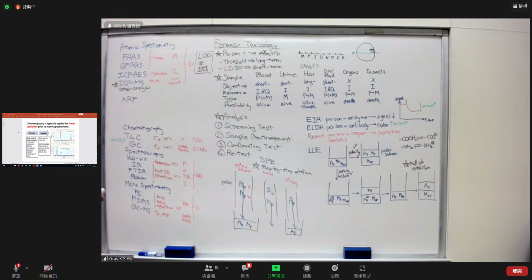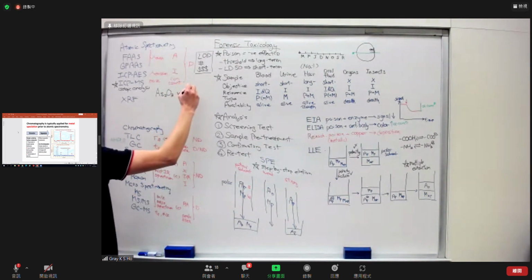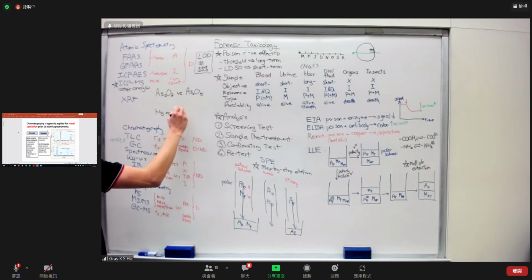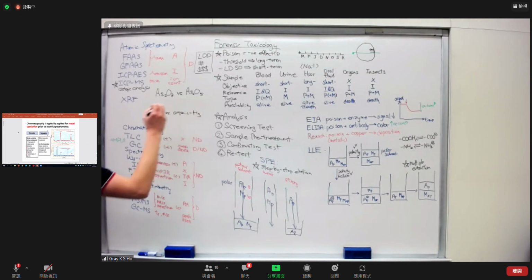But as I already mentioned, for some kinds of metal, let's say arsenic, we have arsenic 3 oxide versus arsenic 5 oxide, or we have metallic mercury versus organic mercury. Their toxicity is not the same. If you just measure total mercury, you may be drawing a wrong conclusion. Or if you just measure total arsenic, the conclusion may also be wrong.